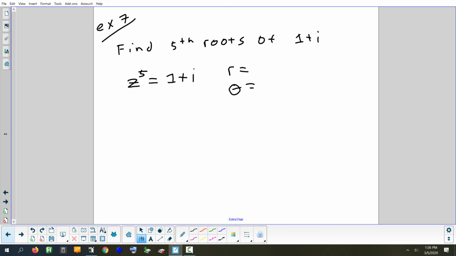If you were going to write 1 plus i in trig form, what's the r? 1 squared plus 1 squared is 2. And then square root of 2. So your radius is square root of 2. What's your angle?